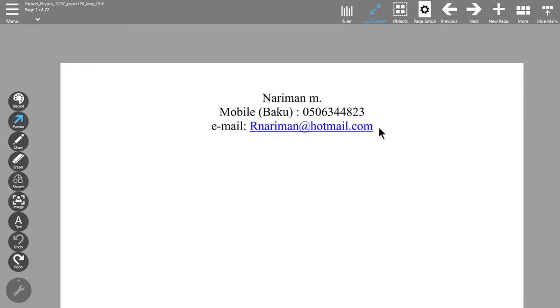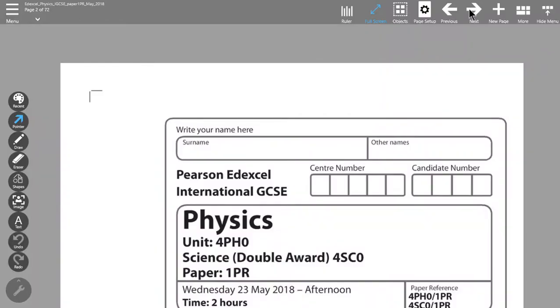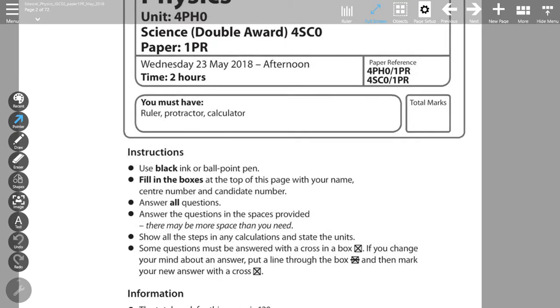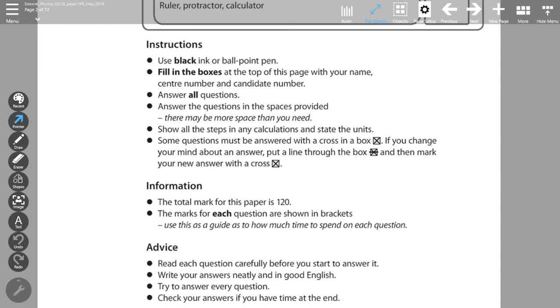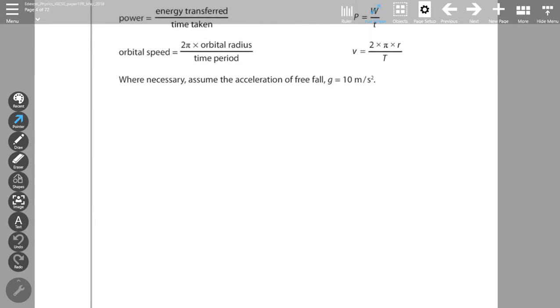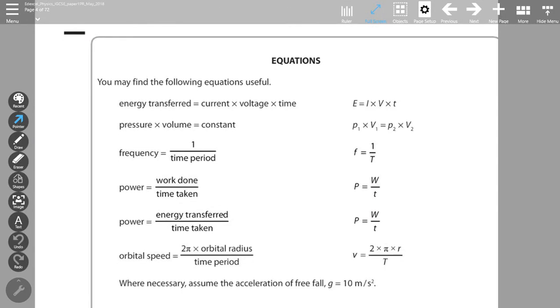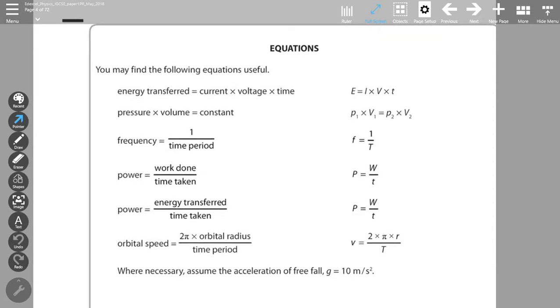Today we will discuss Edexcel paper 1PR. The letter R indicates that this is the additional time zone. Let's start. So this is the paper. Here are equations that will be given at the exam.